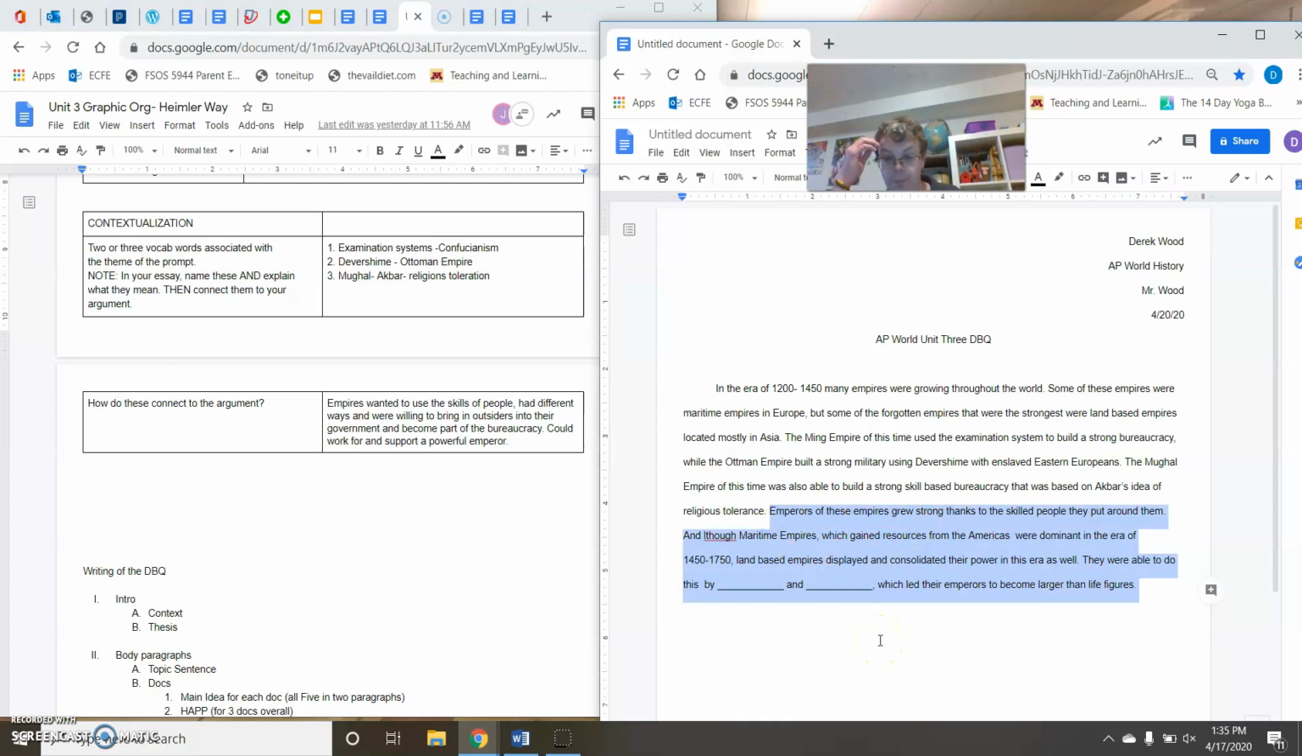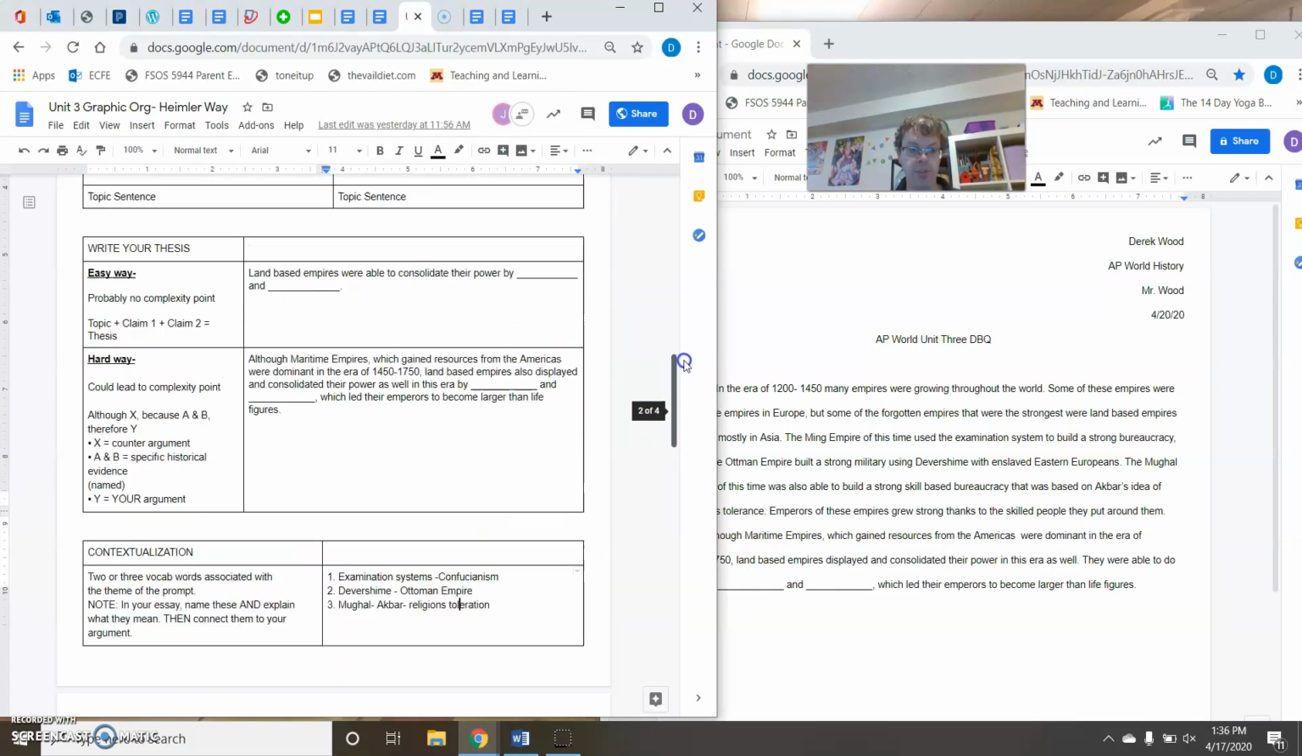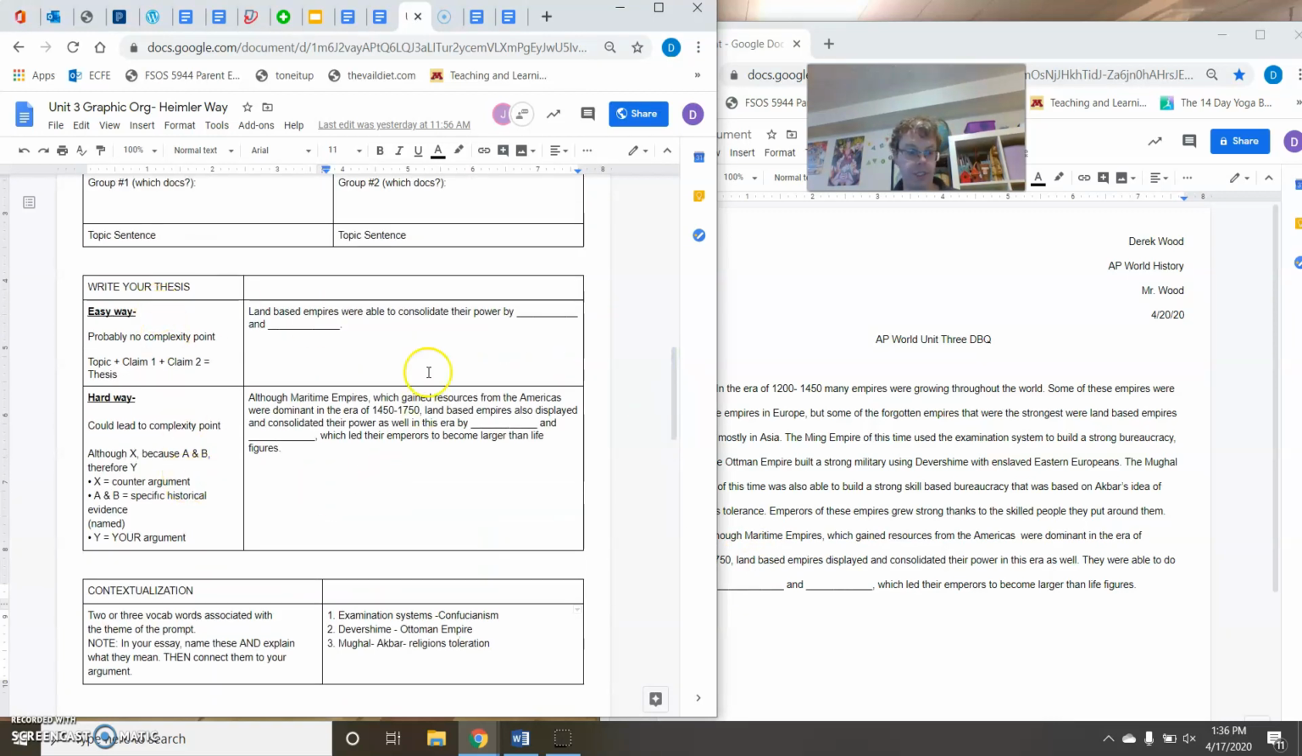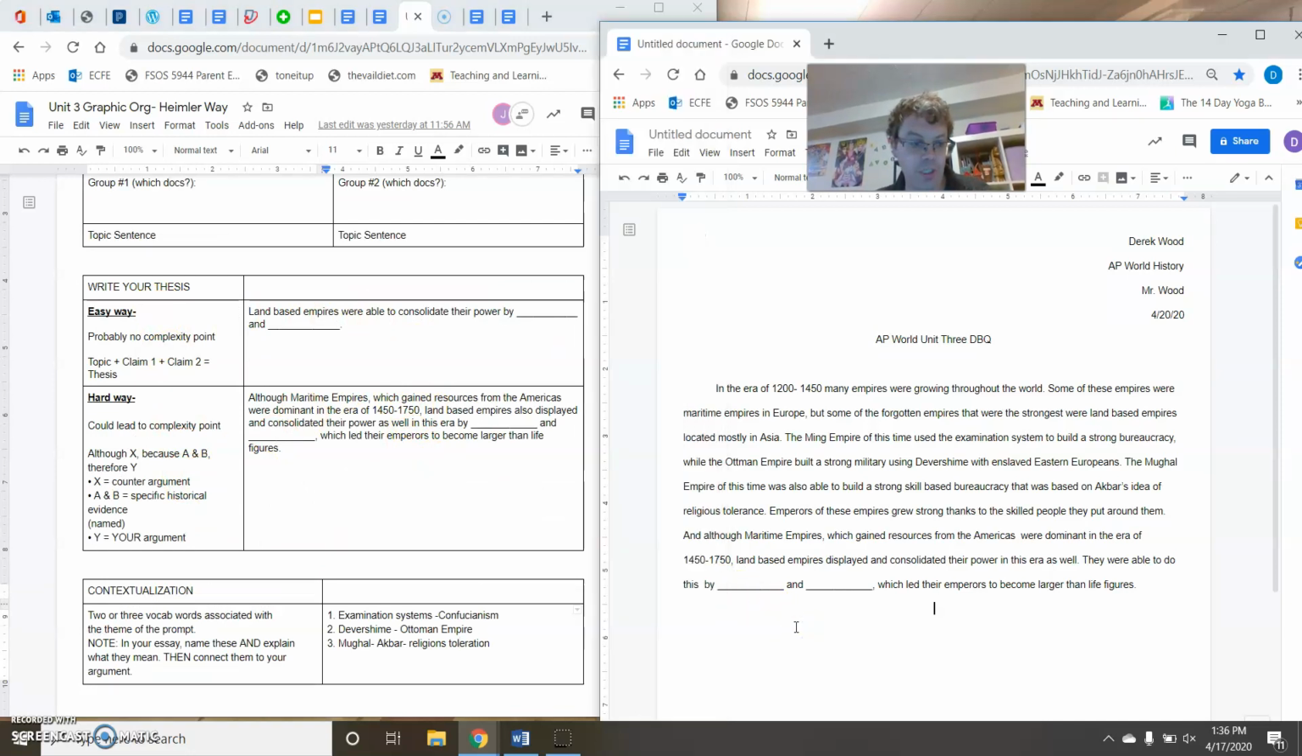Starting right here, I put emperors of these empires grew strong thanks to the skilled people they put around them. And I'm taking this directly from the thesis that we put down yesterday, the easy way and the hard way. Since I already wrote this in here, I kind of just cut and pasted and changed it up a little bit. And I went with the hard thesis, with the although X, because A and B, therefore Y. You don't have to do that. You can just put land-based empires were able to become strong because of blank and blank. That can work for a thesis statement. I'm going for a little more advanced one. I'm going for a complexity point.